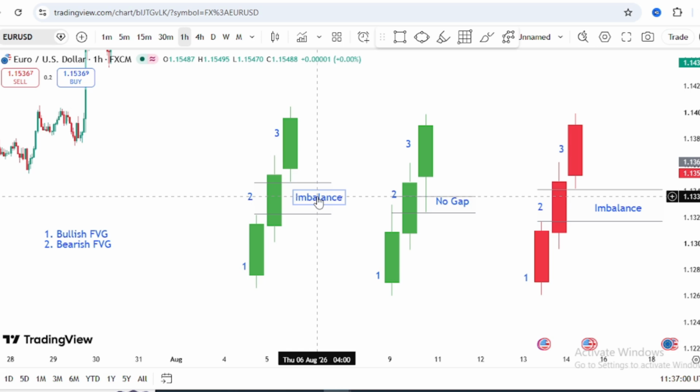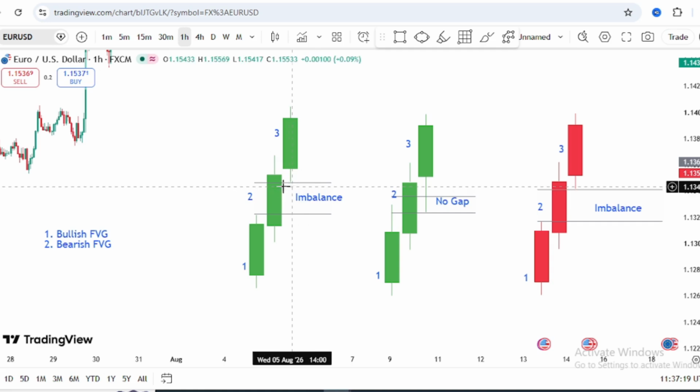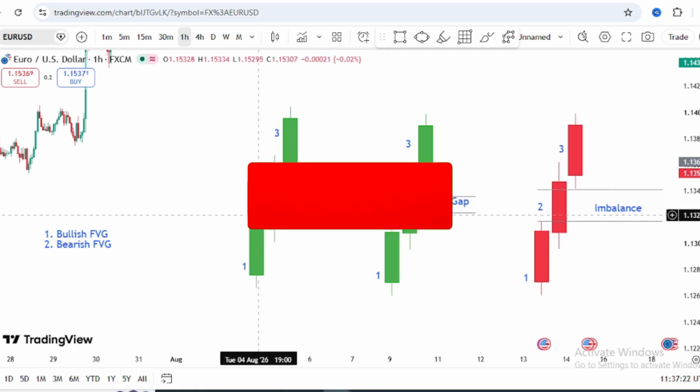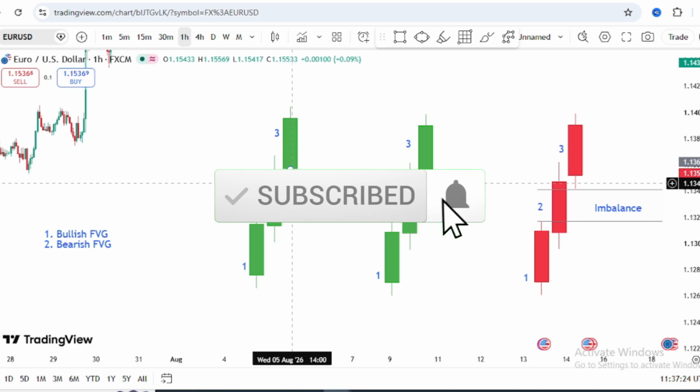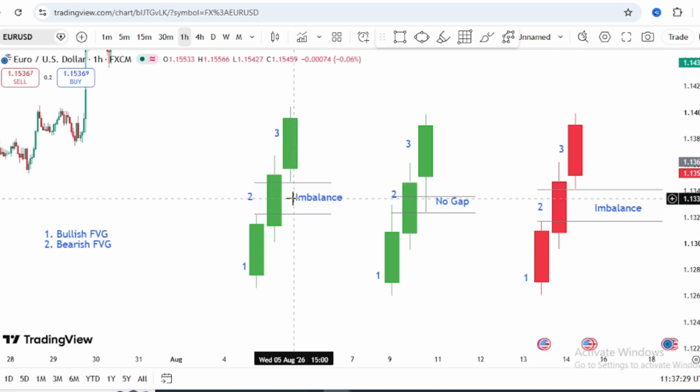Let's define what a bullish FVG is. A bullish FVG is the space between the upper wick of the first candle and the lower wick of the third candle in a three candle sequence, just like in this scenario. Here is the upper wick of the first candle and here is the lower wick of the third candle. So the space between this and this is known as the fair value gap. This is for a bullish move.